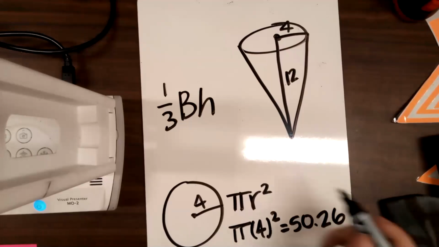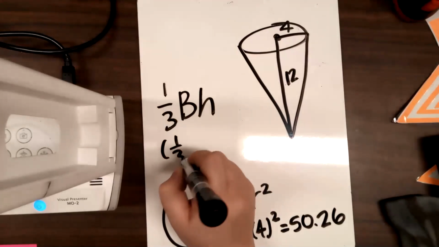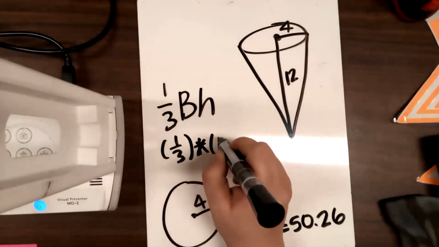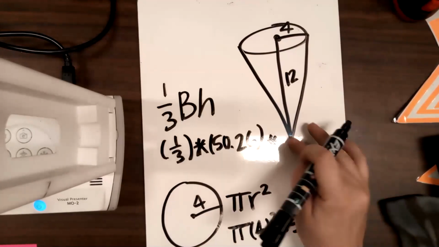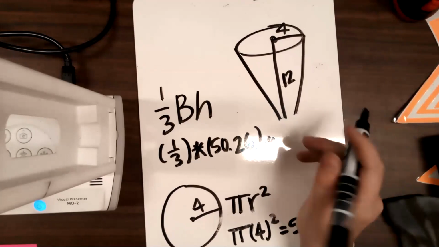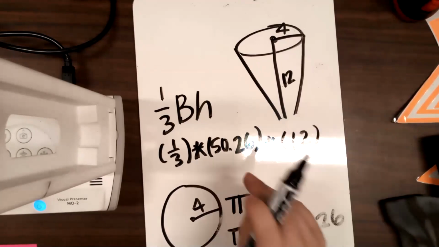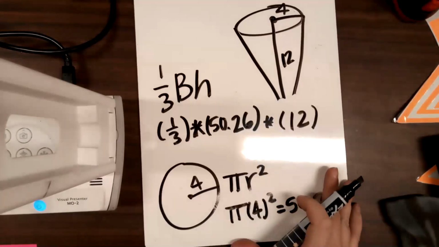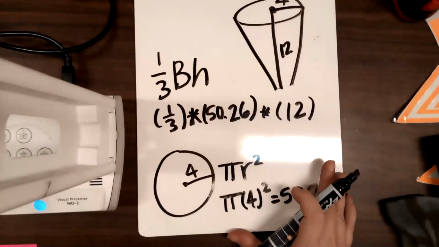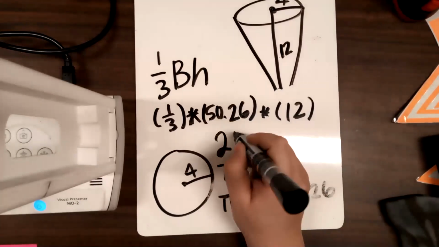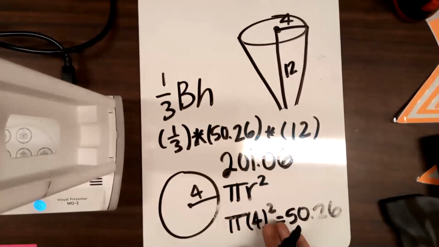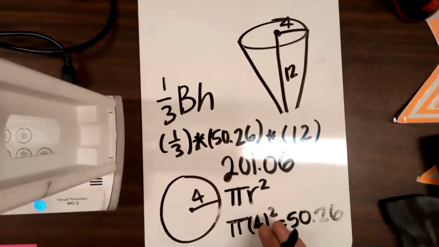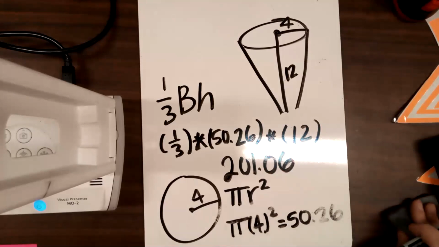And so that is 50.26. So I'm gonna type in my calculator 1/3 times 50.26 times, running into the bottom of my ice cream cone here, times 12. These numbers don't have to be in parentheses unless you want them to. And for our answer, you get 201.06.